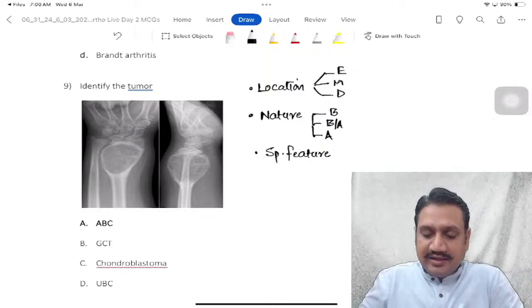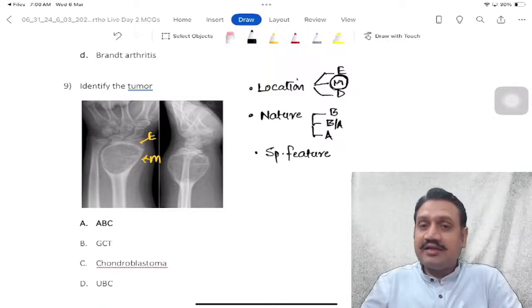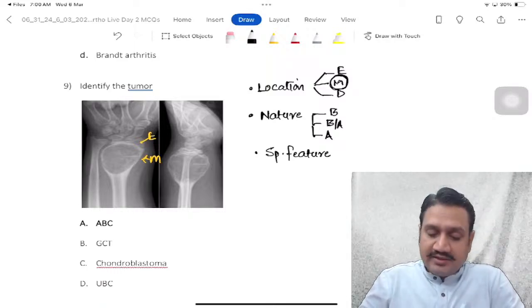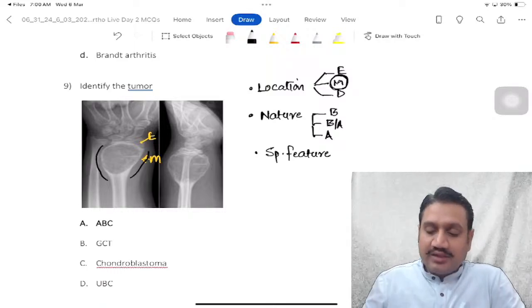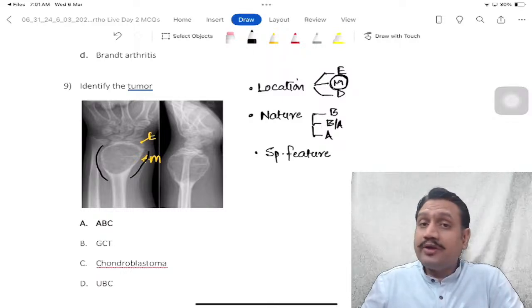So let's see the lesion here. Look at this. The lesion here is located where this is the epiphyseal area, this is the metaphyseal area. So the lesion here is at the metaphyseal area. Correct? Second, what is the nature? See, cortices are still maintained, a very thin layer though, but yes, it is maintained, it is not yet breached, and no periosteal response.